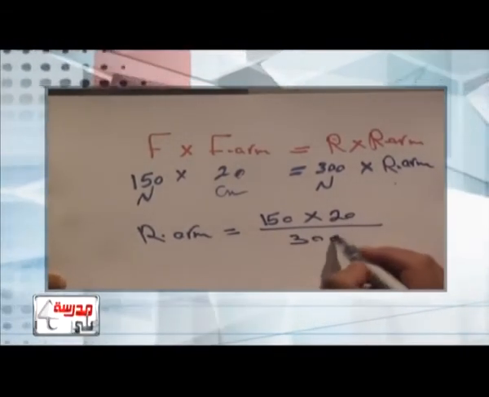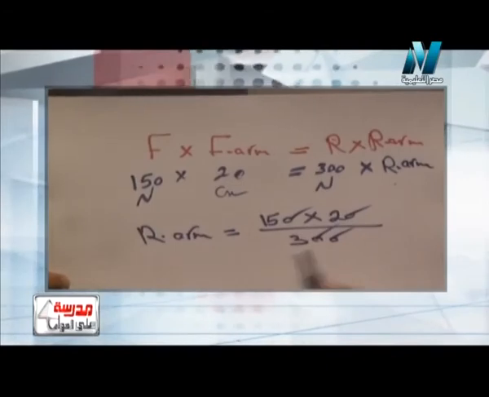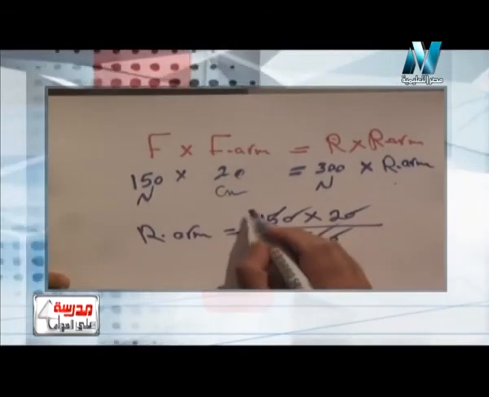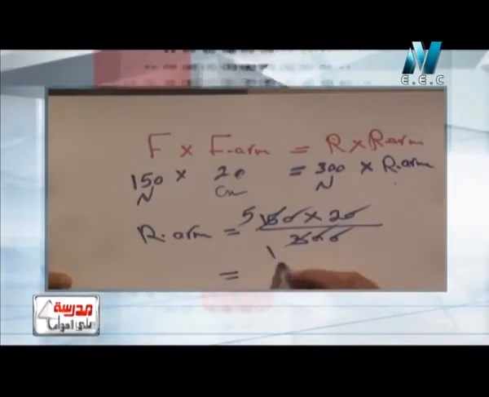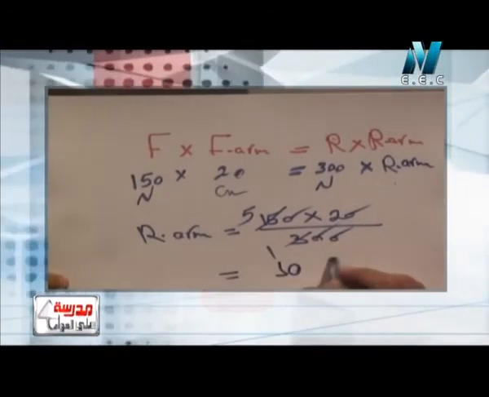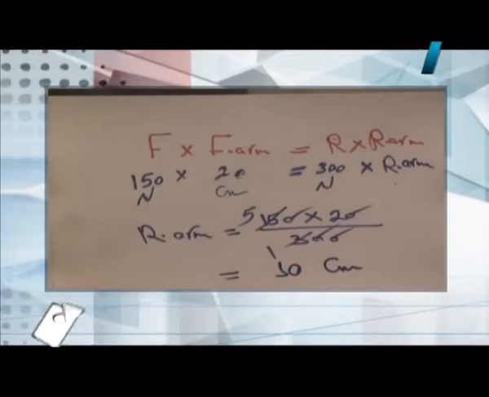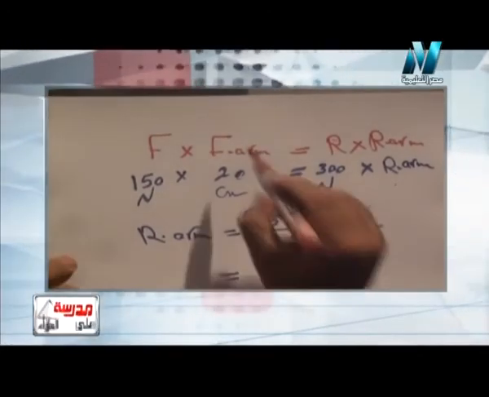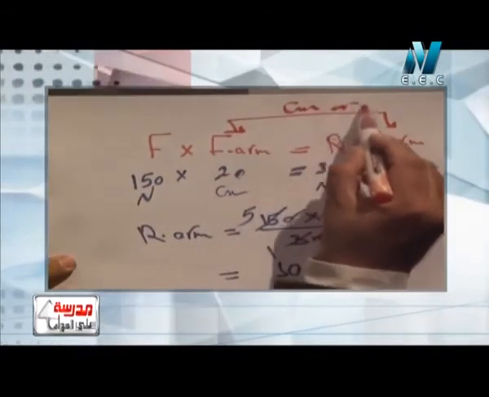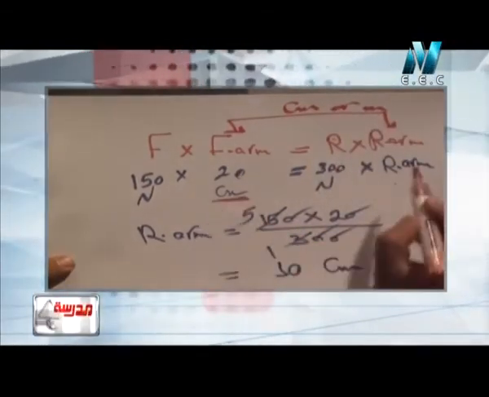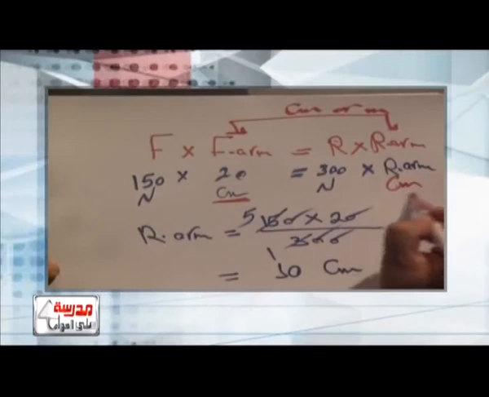So we can omit two zeros with the two zeros. Divide 3 equals 1, divide 3 equals 5. So surely the answer will be 5 by 2 equals 10. 10 what? 10 centimeter as usual, because we know that effort force arm and resistance arm are measured in centimeter or meter. So here it is centimeter, so resistance arm must be centimeter also.